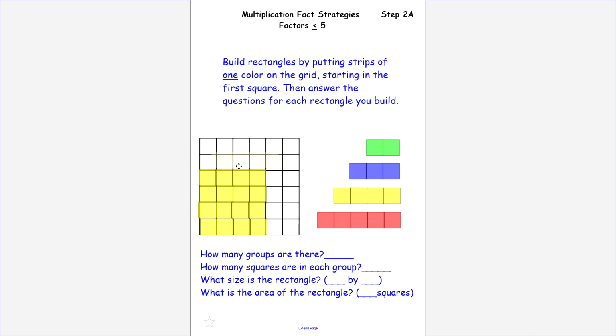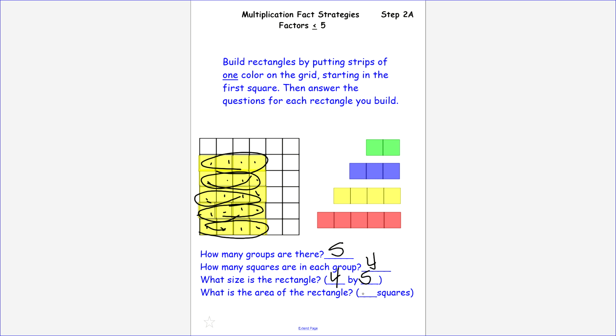Here I'll add another 4 strip. Let's count the groups. 1, 2, 3, 4, 5 groups with 1, 2, 3, 4 in each group. So this is a 4 by 5 rectangle. Get ready to count the area with me. 1, 2, 3, 4, 5, 6, 7, 8, 9, 10, 11, 12, 13, 14, 15, 16, 17, 18, 19, 20.